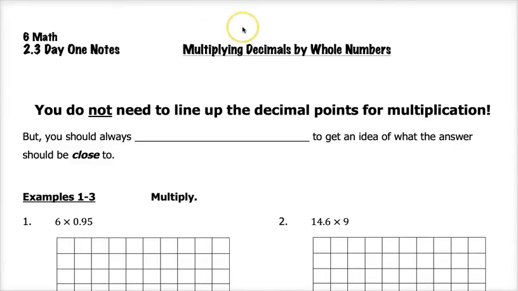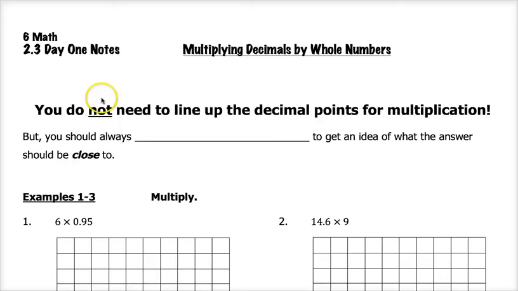Hello, sixth grade. In this video, we're going to take a look at how to multiply decimals. This first lesson, we'll look at multiplying decimals by whole numbers, and then we'll take a look in the next video about how to multiply decimals by decimals.